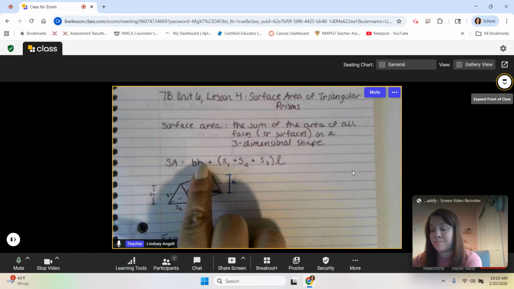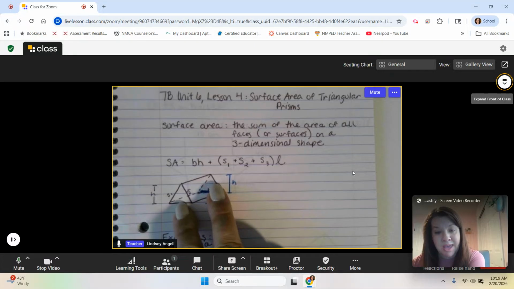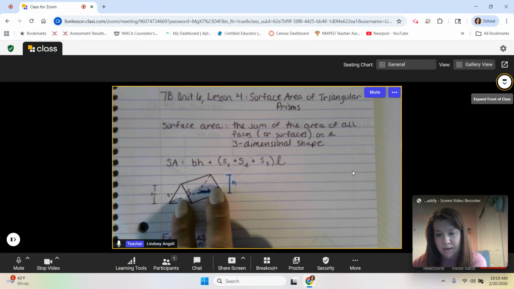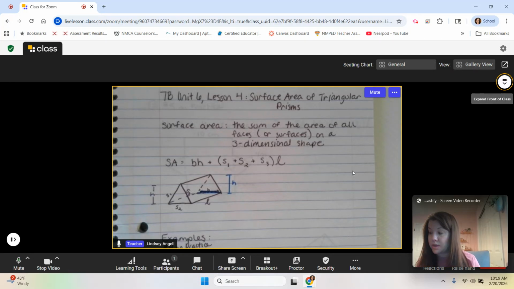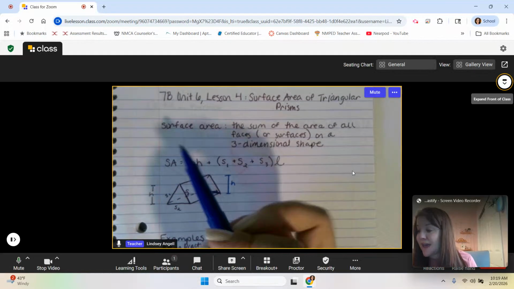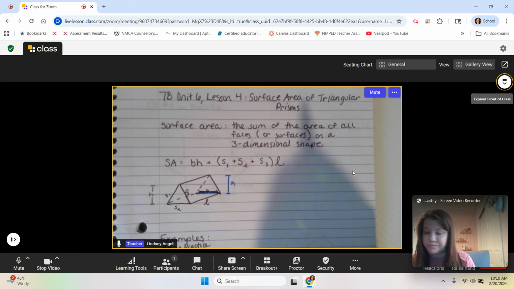The reason we have base times height, which is like a rectangle, is because we have two triangles. If you have two identical triangles, then their area is equal to that of a quadrilateral, which is just base times height or length times width. So that's where that's coming from. That is the front and the back, our bases.